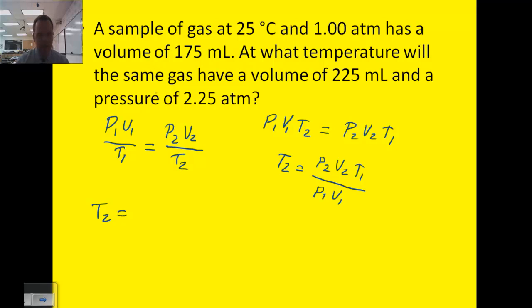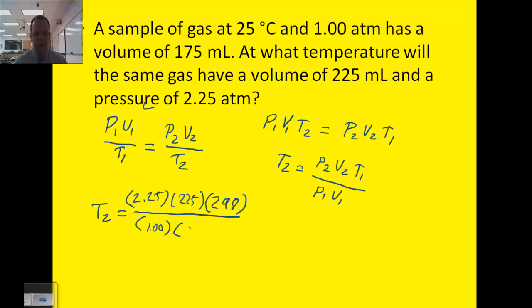So T2 is equal to P2, which is 2.25 atmospheres, V2, 225 milliliters, T1, 298 Kelvin, 273 plus 25. Remember, Celsius always must be converted to Kelvin. 1.00 atmospheres is P1, 175 milliliters is V1. So 2.25 times 225 times 298 divided by 1 divided by 175. I get a T2 in this case of 862 Kelvin, which would be 589 degrees Celsius.